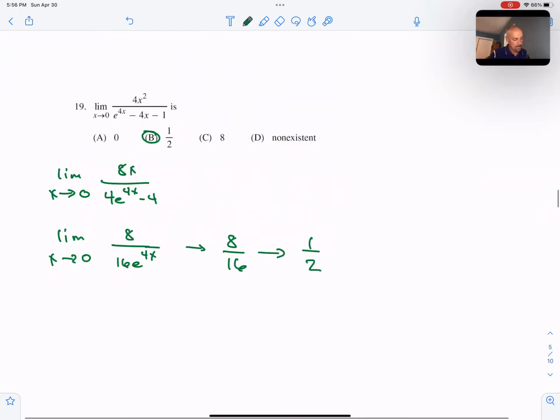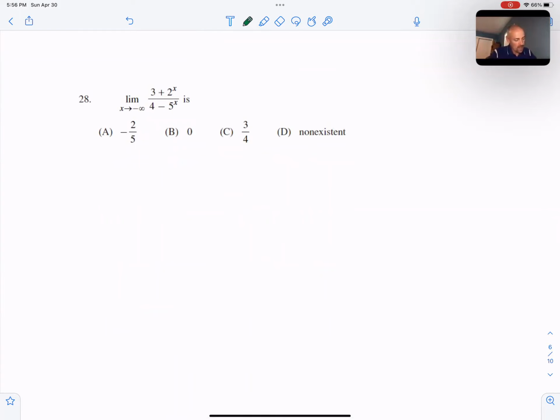Okay. All right. This one, the limit as x approaches negative infinity of 3 plus 2 to the x over 4 minus 5 to the x. Okay. This one, I'm going to evaluate a little bit differently. What I'm going to do is just plug into my expression some negative numbers that are approaching negative infinity. So I'm going to start out with, let's say, -2. So I'm going to say x equal to -2. Again, I'm doing this because x is approaching negative infinity.